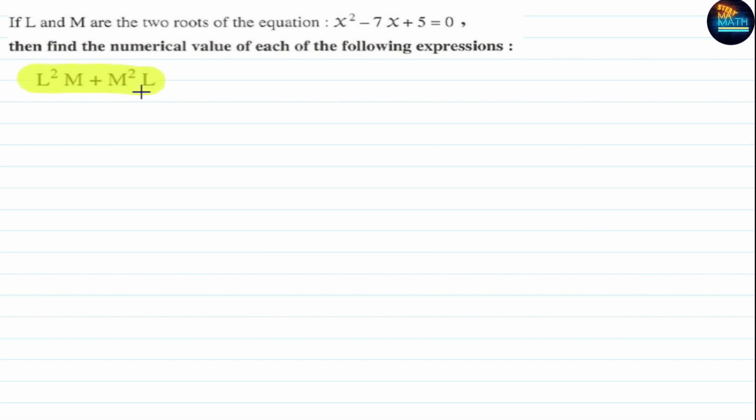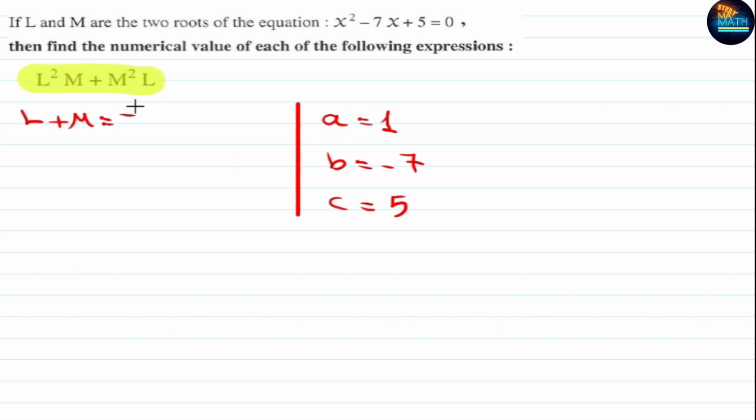But another solution here is to use the sum of the two roots and the product of these two roots. To use the sum and the product, we need the coefficients a, b, and c. a is the coefficient of x squared, which is 1. b is the coefficient of x, which is -7. And c is the constant term, which is 5. So L plus M is equal to -b over a. That is the rule. So it's equal to -b, which is -(-7), which is 7, divided by a, which is 1. 7 divided by 1 is equal to 7.